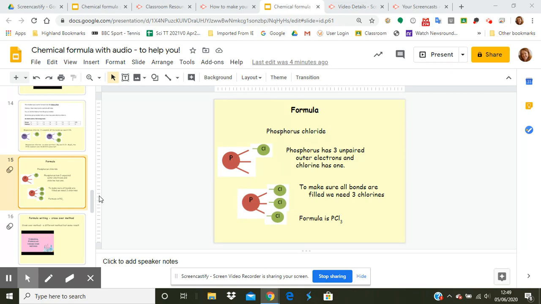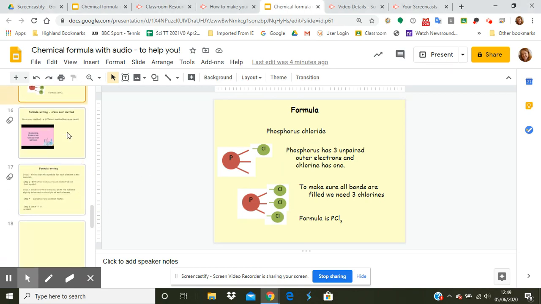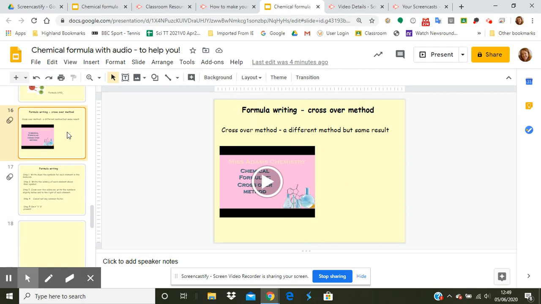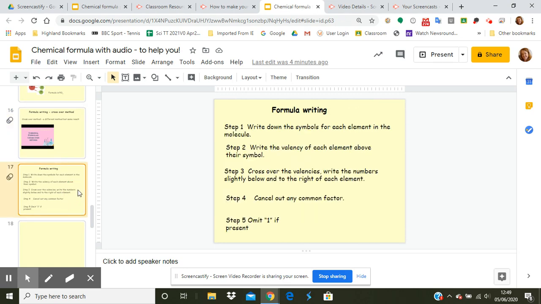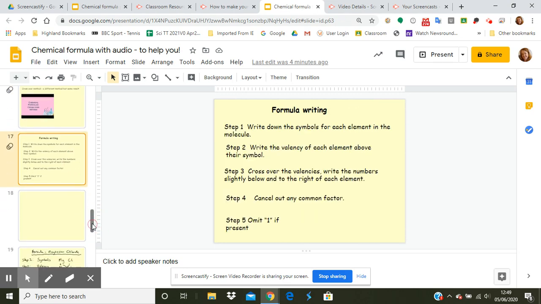Now, because everyone learns slightly differently, there are 2 methods of writing formula. The other method is the crossover method. You can watch that video, it's a YouTube video, or you can listen to me. There are 5 steps to do this. Some people like steps.